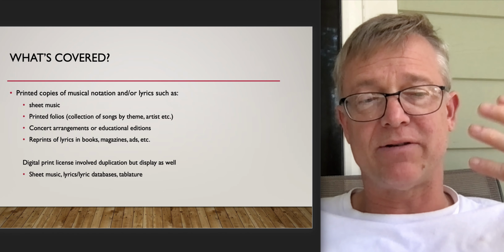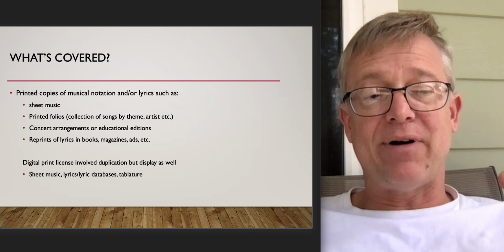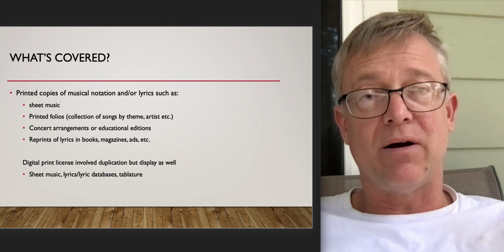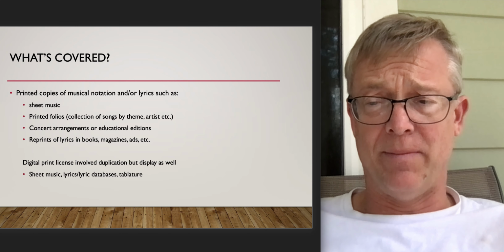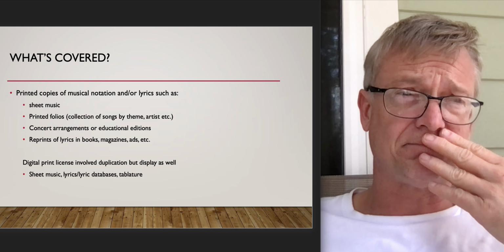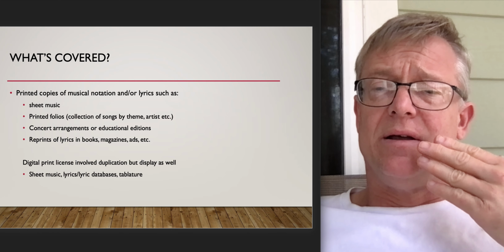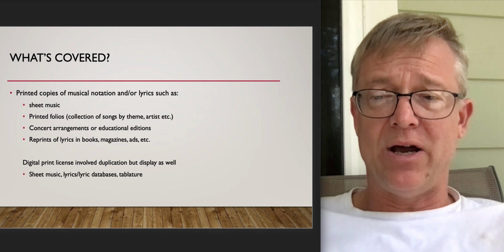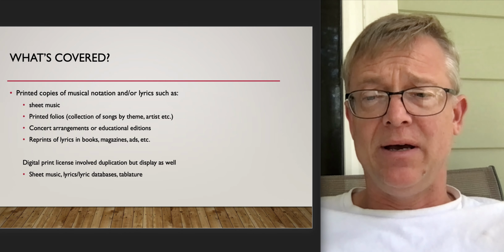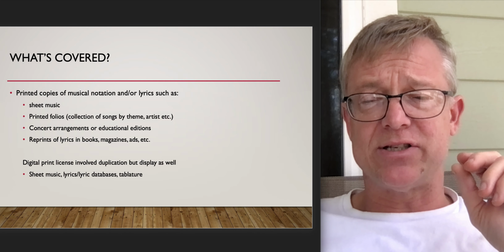That's going to appear in a single song, which would be sheet music for a song, but you may have a collection of songs, like the sheet music for an entire album by Led Zeppelin or whomever, or it could be like disco hits of the 70s. That would be a folio edition for a theme. So you can have different collections, and that's called a folio.